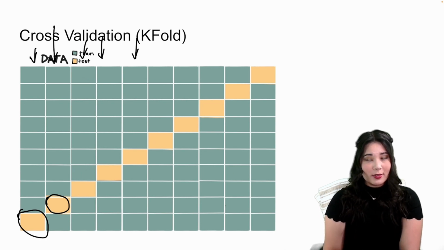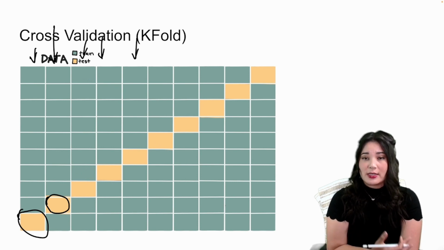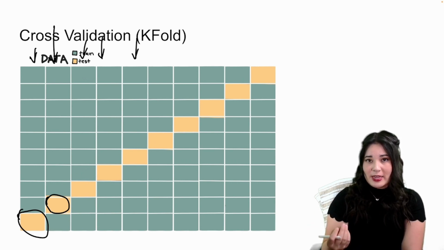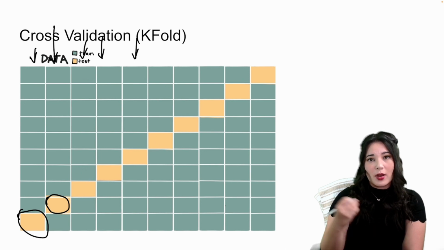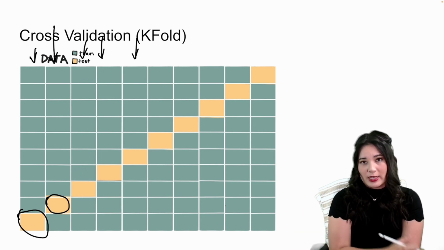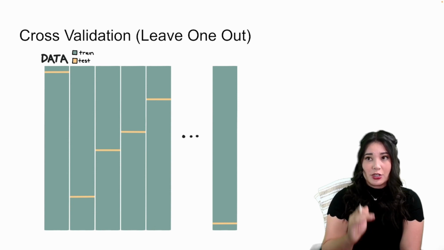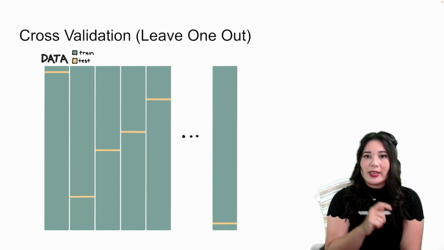Now, as you can clearly tell, this is a little bit more computationally expensive than the train test split because instead of fitting a single model, we're fitting multiple models. But it gives us a better estimate of how well our model will do on unseen data than just doing a train test split.